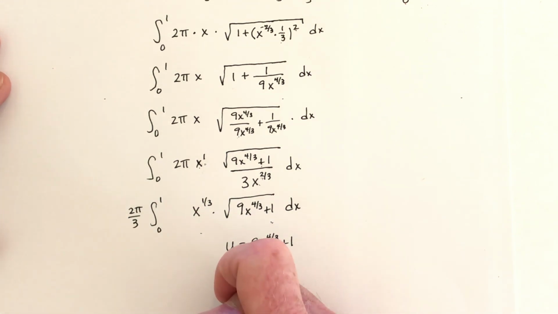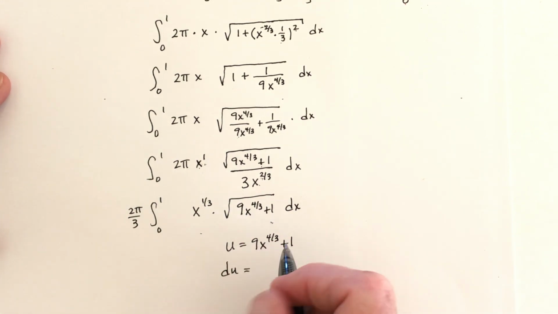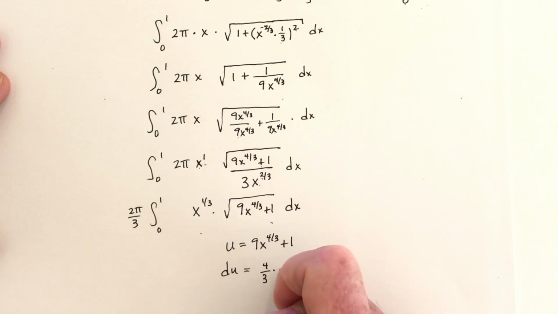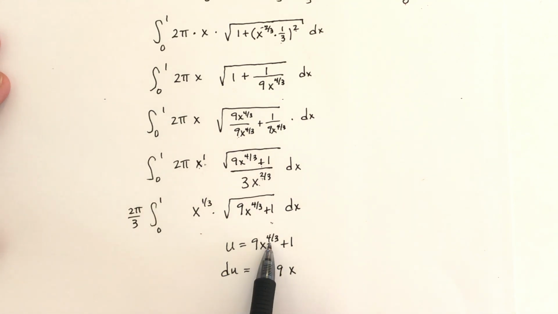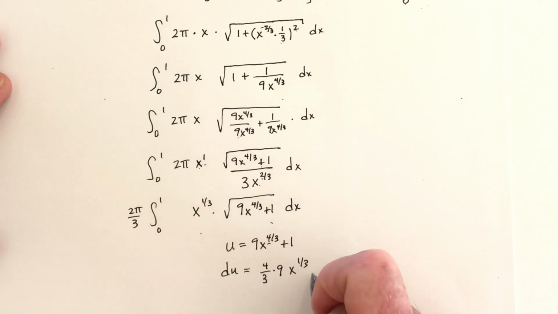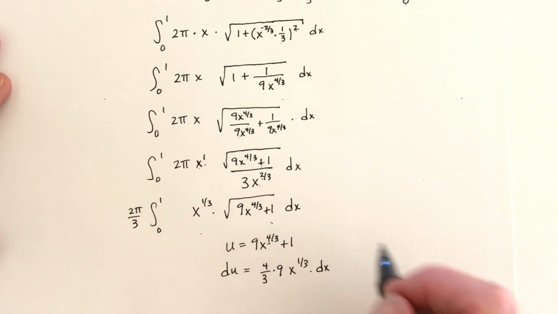And then take the derivative of that. So du will equal, so take the 4/3, bring it in front and multiply. So 4/3 gets multiplied with 9. And then subtract 1 from this exponent. And 4/3 minus 1 will be 1/3. And then the derivative of 1 is 0, so that's gone. And then we've got the dx.